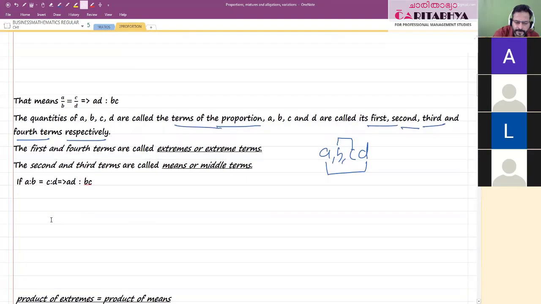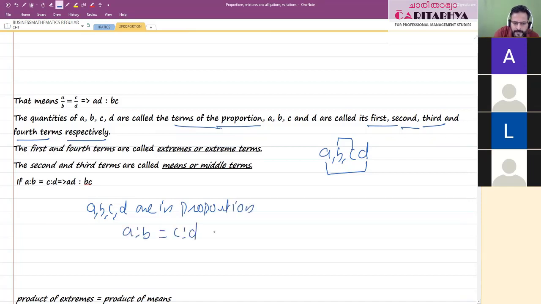After the definition comes this. For A, B, C, D to be in proportion, what should we have? There should be an equality of two ratios. A is to B equal to C is to D. That implies A by B equal to C by D. Cross multiply, what do we get? AD equal to BC. So A and D are called extremes.